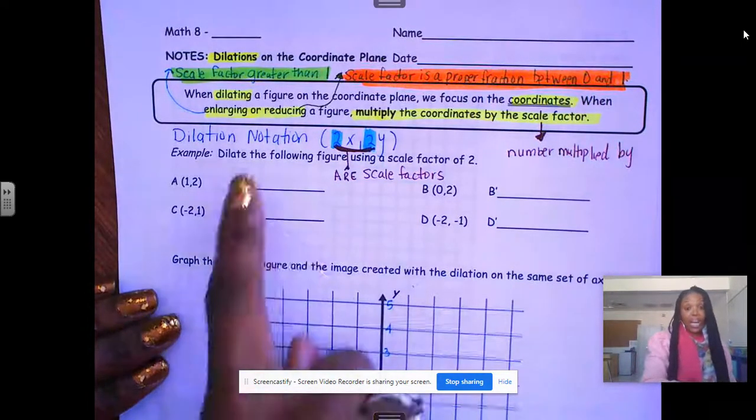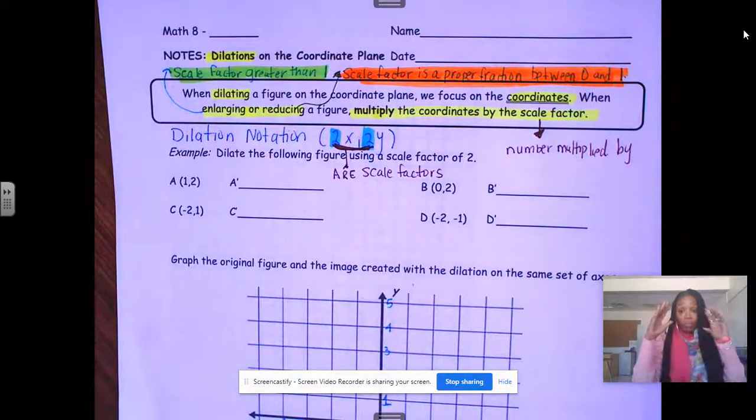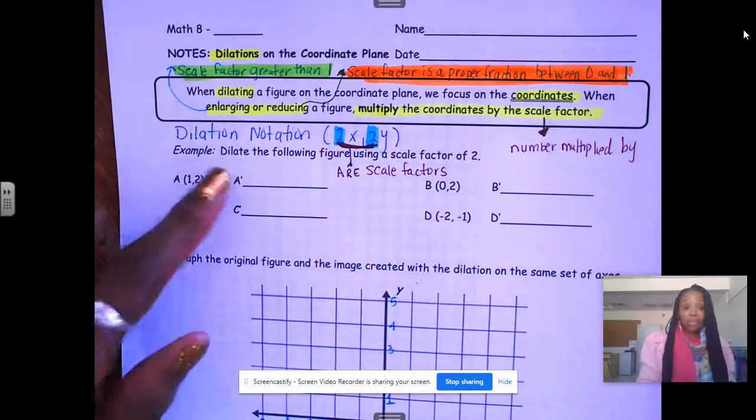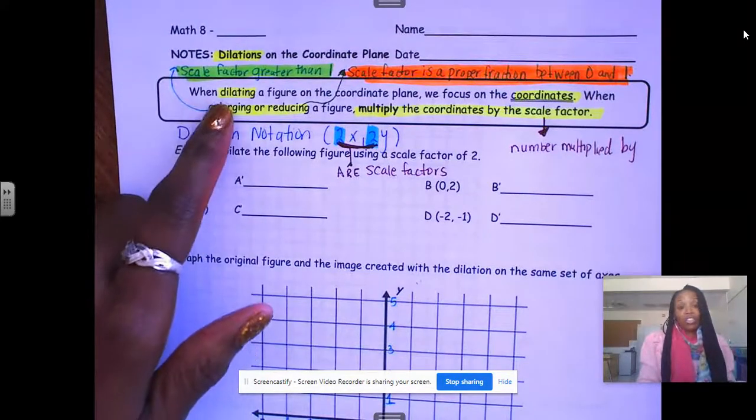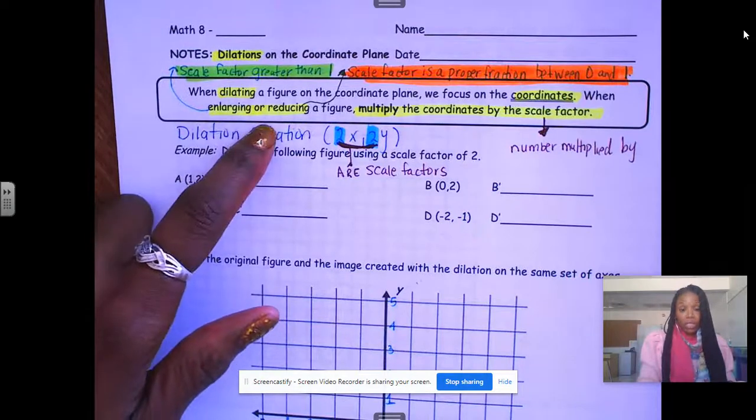So when dilating a figure on a coordinate plane, we focus on the coordinates. Again, the vertices are the endpoints. When you enlarge something, the scale factor is greater than 1, so the number you're multiplying by is greater than 1. Or reducing.